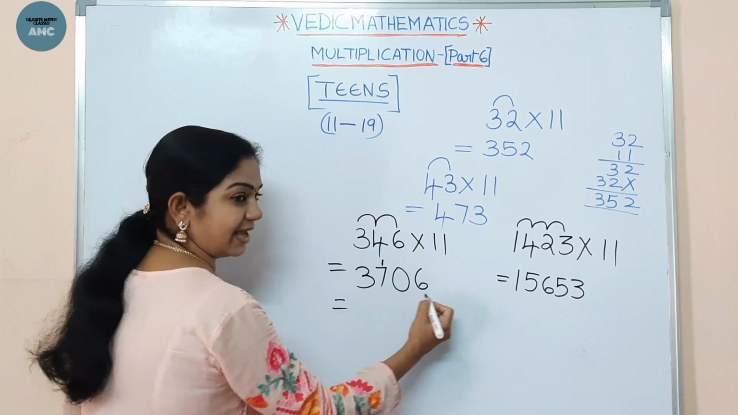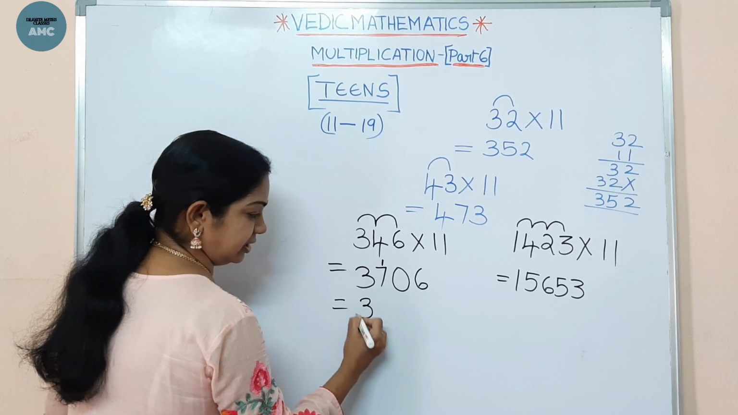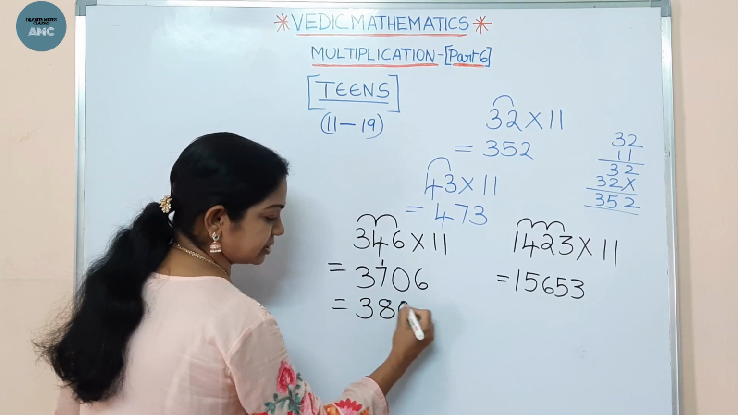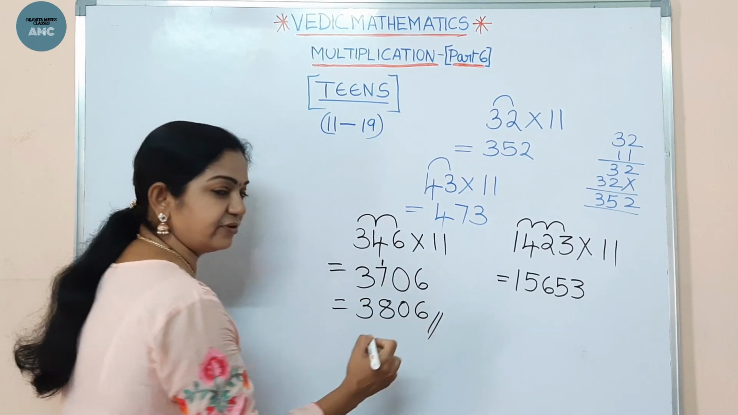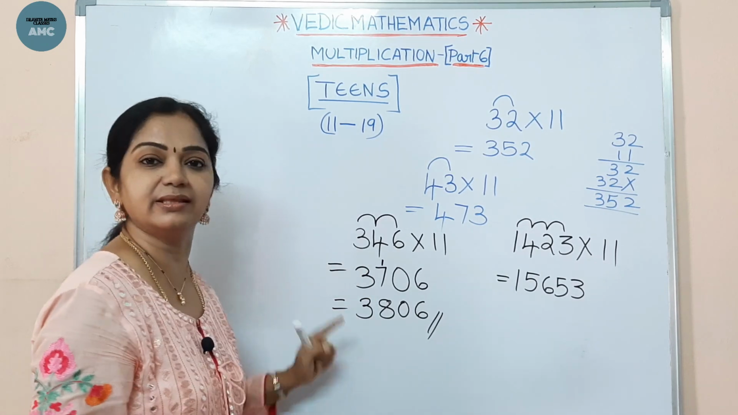Now, this is not the answer. We have to include the carry also. We have to add it. So, 3806 is the final answer. If there is a carry, just add it to the previous step and you will get the answer.